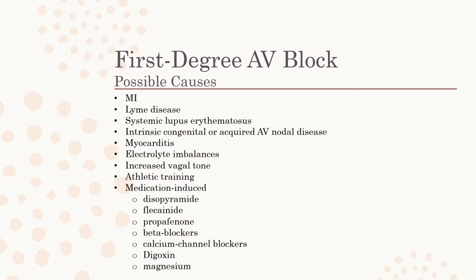Causes: MI, Lyme disease, lupus, some type of congenital issue or some type of AV nodal disease, myocarditis, electrolyte imbalances. The main reason that you're going to see first-degree AV block, however, is increased vagal tone from people who are in really, really good shape, a lot of athletic training. It can also be medication-induced. And you notice digoxin's down there, my favorite drug for causing issues with cardiac dysrhythmias.